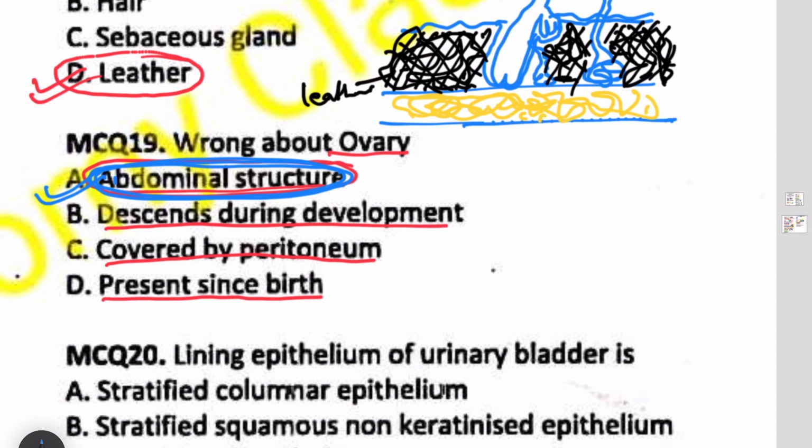And the rest of the options are correct. That ovary descends just like testis. Ovary also descends from the lumbar to the pelvic region during the development, and they are covered by peritoneum. They're suspended by the mesovarium, and they are present since birth. Okay. So wrong statement will be that it's not an abdominal structure, rather it's a pelvic structure.